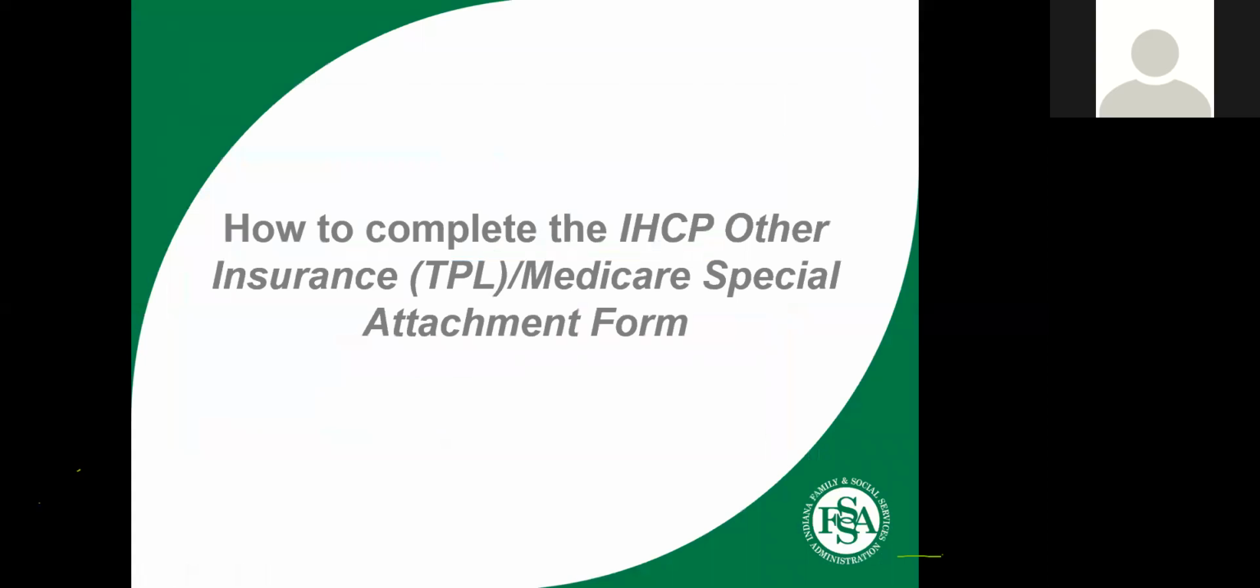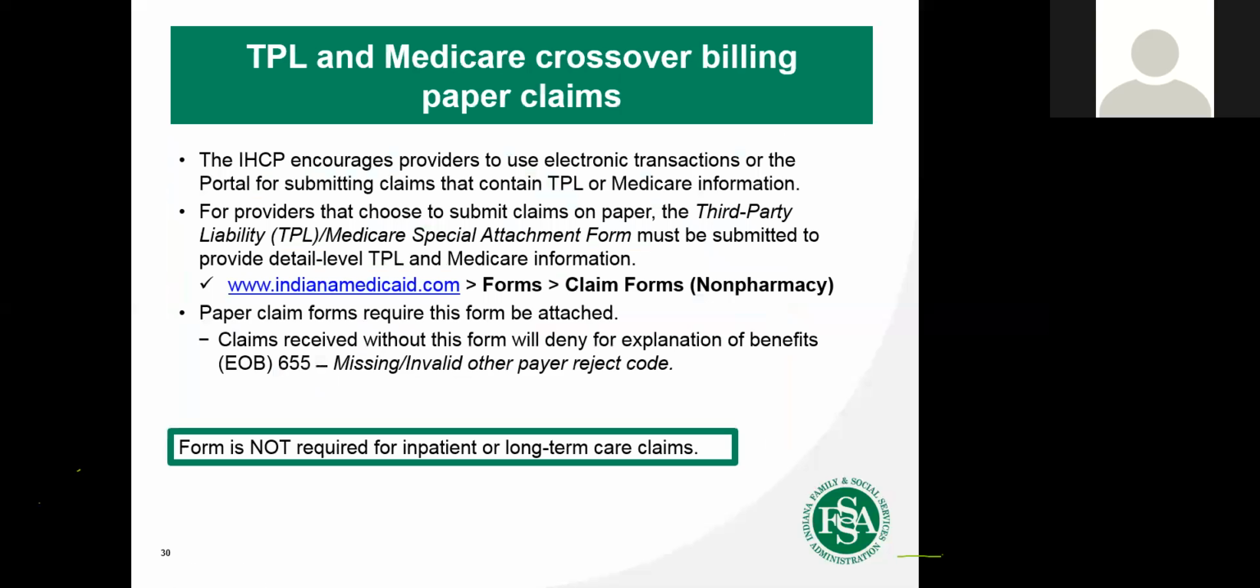Now, for those of you who want to fill out your crossovers with this TPL Medicare Special Attachment Form, we're going to talk about that. If you're going to send your claim in on paper, that's the only time you need that special attachment form. You do not need it if you're sending your claims via the portal. Of course, we always encourage you to use the portal or your own electronic transactions for submitting your claims because the system just processes them and we don't have to touch them.